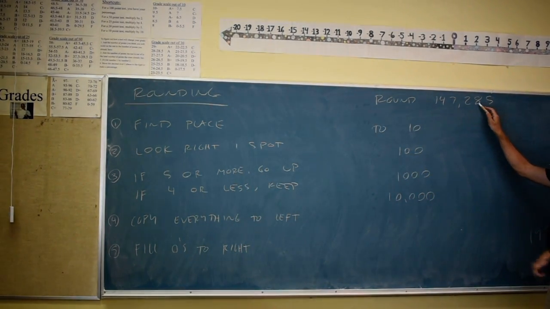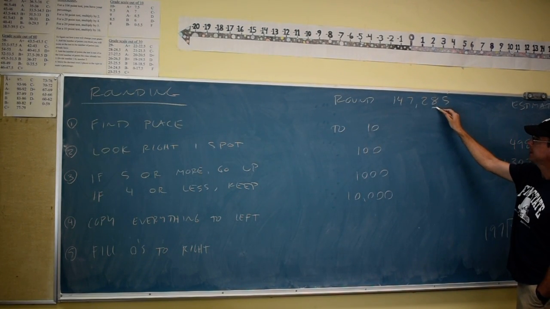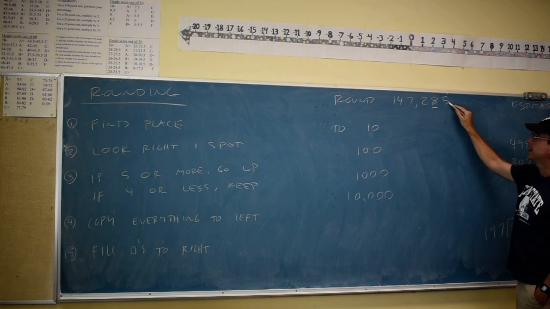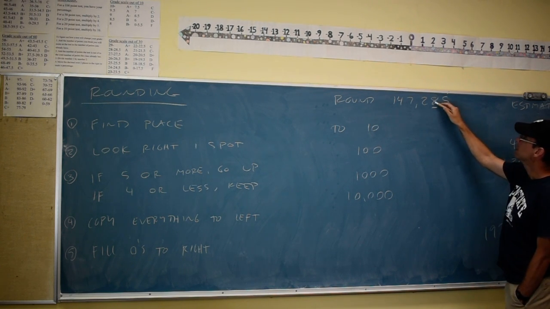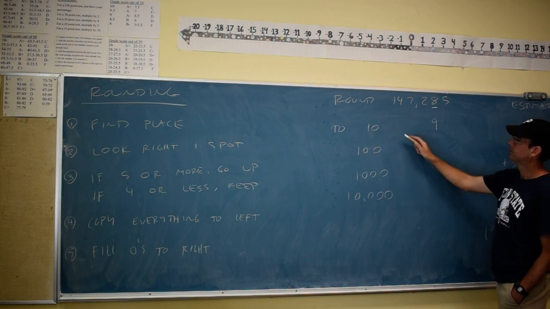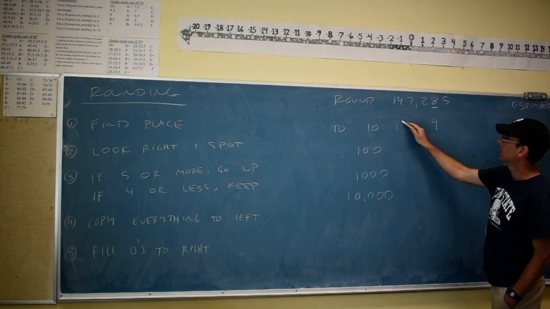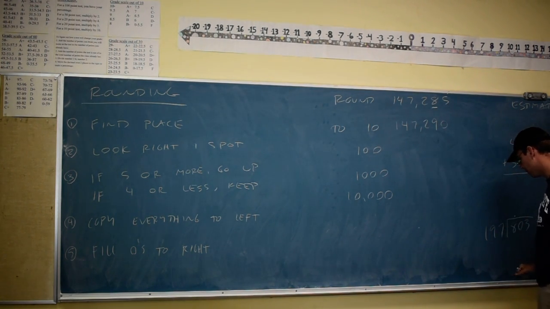To round this to the 10, we first find the 10's place. This is the 10's place. We look to the right, as 5 is the boss. 5 is going to decide for us what to do. Since this is 5 or more, we send this up a number. The 8 becomes a 9. Then in the beginning, we're going to copy, copy, copy, copy, copy, and a 0 at the end.